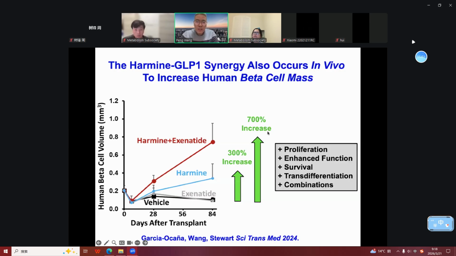However, we think this largely increased beta cell volume may not be based just on proliferation. The reason is that in vitro, we can increase beta cell proliferation about 5%. However, in vivo it's much more complicated. The beta cell proliferation is pretty low, less than 1%. We think that with 3 months of treatment at this proliferation rate, it's impossible to increase beta cell mass so much. So we think it's likely a combination mechanism including proliferation, also enhanced beta cell function, survival, and transdifferentiation.